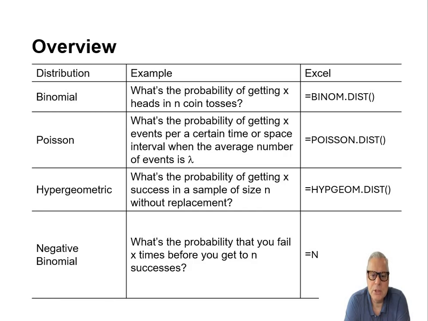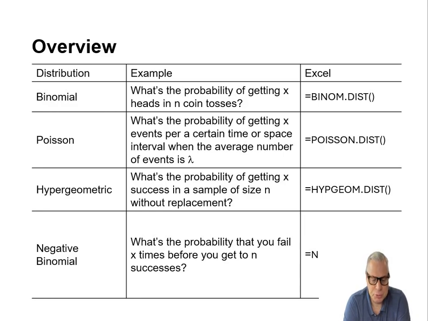The binomial distribution essentially can answer the question, what's the probability of getting X heads in N coin tosses? So if you want to know the probability that when you flip a coin 20 times you get exactly 7 heads, then you would work with a binomial distribution.